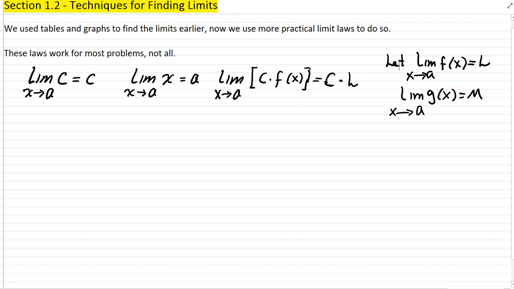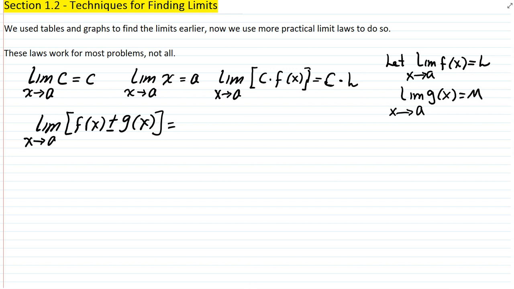Now let's take a look at our next limit law. This next one is the addition and subtraction law of limits. So it goes something like this. The limit as x approaches a of f of x plus or minus g of x is going to be equal to L plus or minus m. So in other words, the limit of a sum or difference of functions is going to be the sum or difference of the limits of the functions. This is the addition and subtraction law combined.